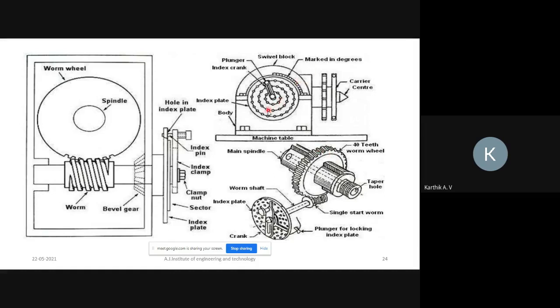Here you can observe the index plate. The index plate has a number of hole circles. The first circle indicates 15, and there are different types of index plates, so you can observe a different number of hole circles in an index plate. In this way this indexing mechanism works.